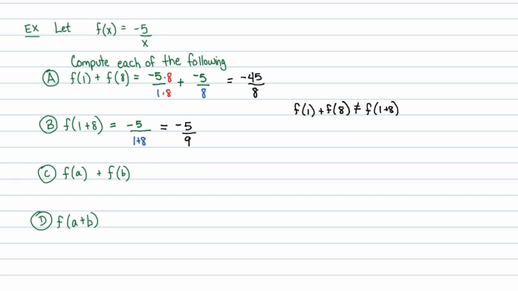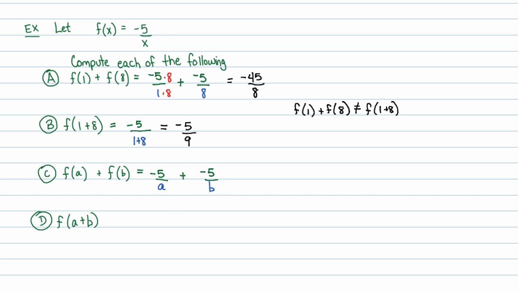Let's continue this forward. We're looking at f of a plus f of b. So this is going to be kind of a continuation of example a here. F of a is going to be negative 5 over, and wherever I see an x, I'll replace it with a. And to that, I'm going to add f of b, which is a negative 5 over, and wherever I see an x, I'll replace it with a b.